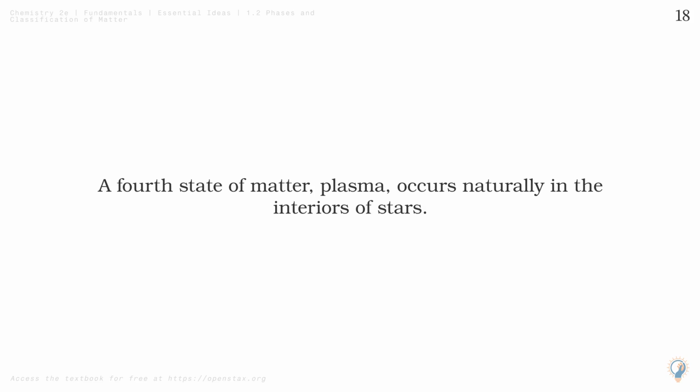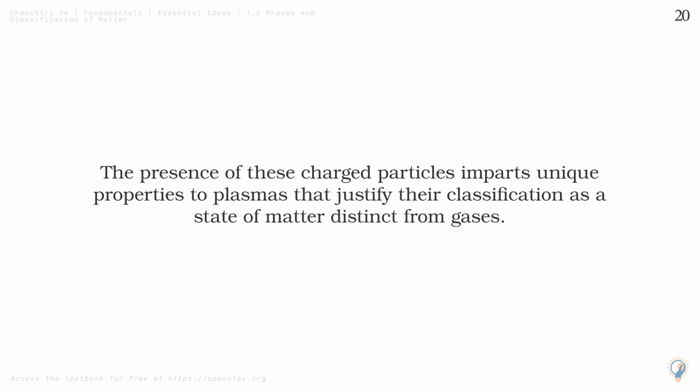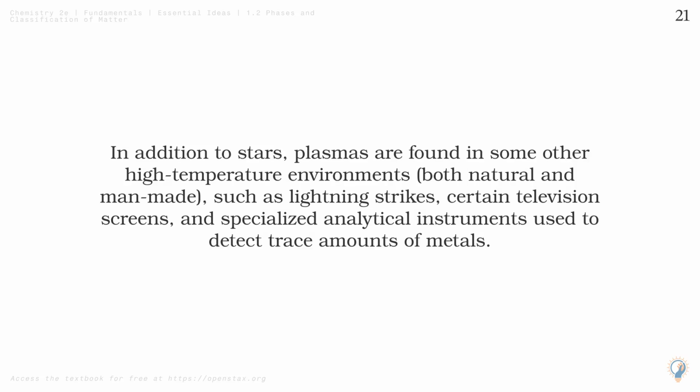A fourth state of matter, plasma, occurs naturally in the interiors of stars. A plasma is a gaseous state of matter that contains appreciable numbers of electrically charged particles. Figure 1.7. The presence of these charged particles imparts unique properties to plasmas that justify their classification as a state of matter distinct from gases. In addition to stars, plasmas are found in some other high-temperature environments, both natural and man-made, such as lightning strikes, certain television screens, and specialized analytical instruments used to detect trace amounts of metals.